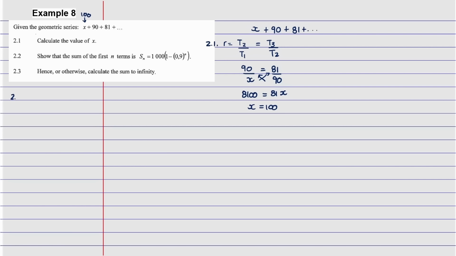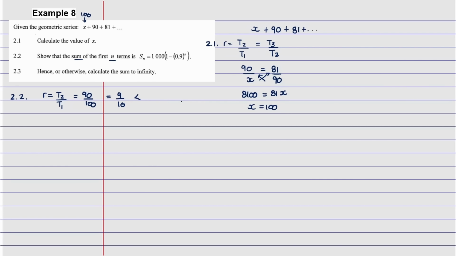The next question, which is 2.2, says show that the sum of n terms is this one. So we need to show that the sum of n terms is equal to this. Remember that we first need to determine what r is. We know that r is equal to T2 divided by T1. T2 is 90 divided by 100, which is equal to 9/10.